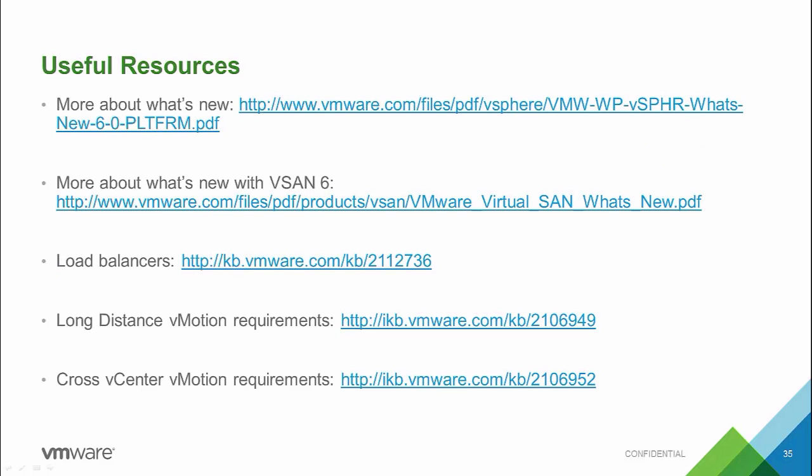The first one is the white paper that I used to create most of this presentation, which includes all the changes for vSphere 6. The second white paper includes all the changes and new features for vSAN, which includes quite a considerable amount of features that we weren't able to cover here due to time constraints. And also a couple of KBs, one that covers load balancers and which ones are supported, as well as 2 KBs that cover the new vMotion features in greater detail.